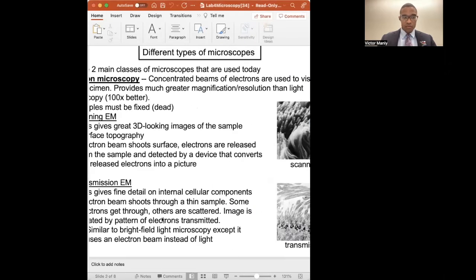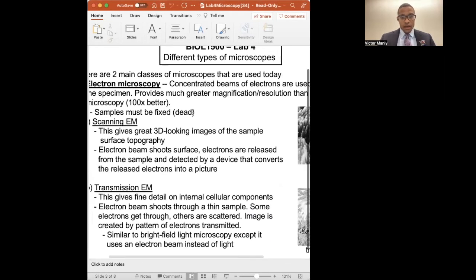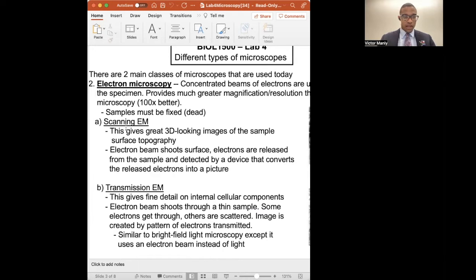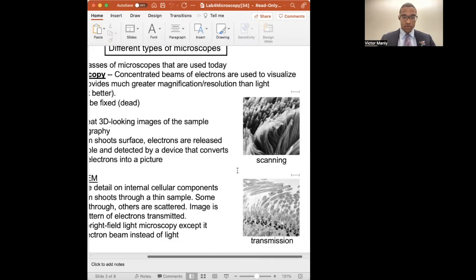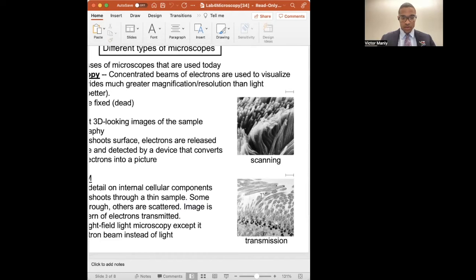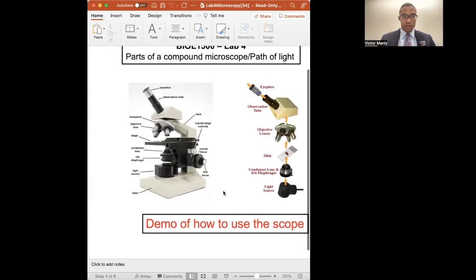The other type of microscope is the electron microscope. And that uses a shorter wavelength with electrons in order to visualize specimens that are dead, but can magnify up to at least 1,000 times and much greater magnification than light microscopes. The two types of electron microscopes are the scanning electron microscope, which gives a 3D looking image of the surface of the sample topography, such as this, and your transmission electron microscope, which gives more finer detail on the internal structure of cellular components.